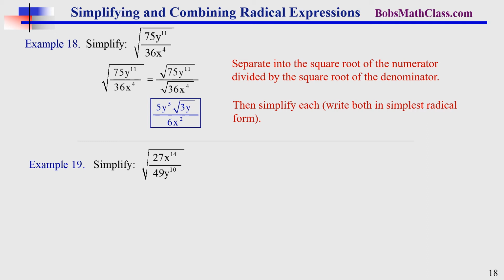Okay, same thing with the bottom one. Separate it. And then simplify each one. The bottom is the easiest, right? On the bottom, it's 7y to the 5th. On the top, square root of 27 is 3 times 3 times 3. So there's a pair of 3's. A 3 will be written in front. A 3 will be written inside. And then 2 goes into 14 7 times with none left over.